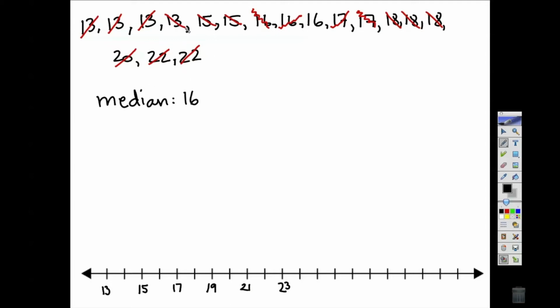All right, how many 13s are there? There are 4. There are 2 of them. There are 3 16s, 2 17s, 3 18s, 1 20, and 2 22s. All right, from here you can see which one appeared the most, right? Which is the highest in this case? It is 13.